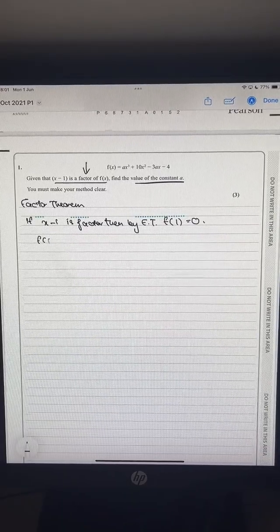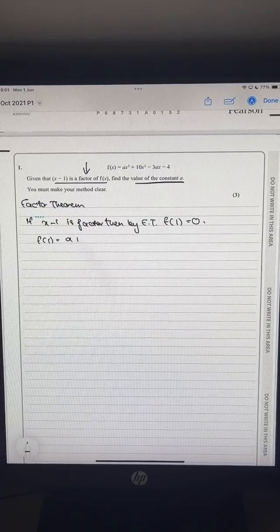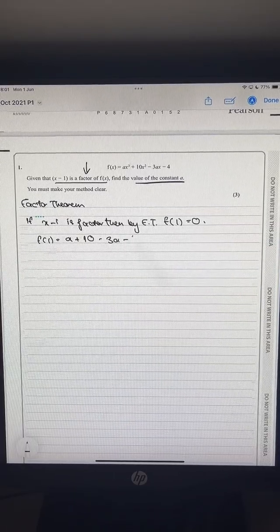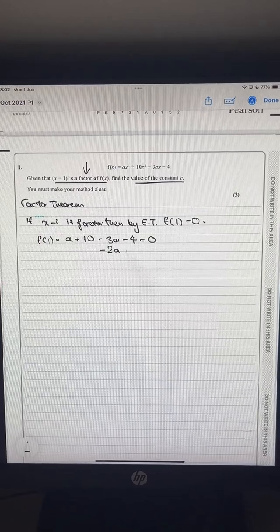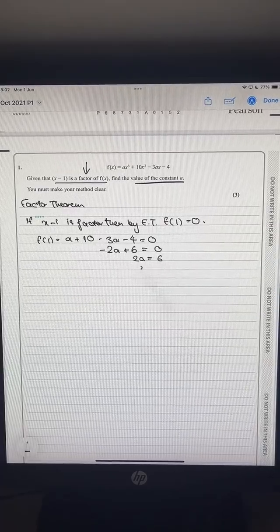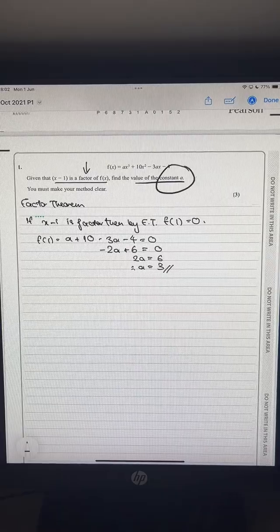So if we have f of 1, we get a times 1 cubed, which is just a, plus 10 times 1 squared, which is plus 10, minus 3a times 1, so that's minus 3a, minus 4, and we know that's going to be equal to 0. So then we just do this arithmetic, so we do a minus 3a is minus 2a, and 10 minus 4 is plus 6, equals 0. 2a is equal to 6, and therefore a is equal to 3. And that is the value of our constant a.